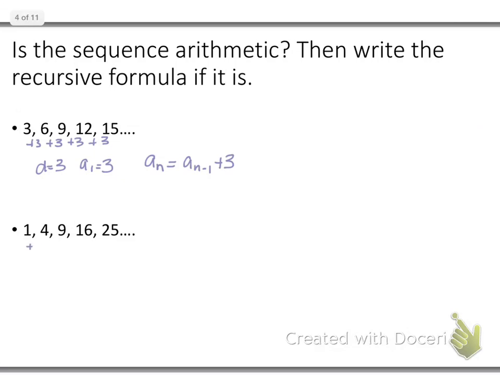If I look at this one, we're adding 3, adding 5, adding 7. It's not constant, so it is not arithmetic. It has to be a constant for it to work.